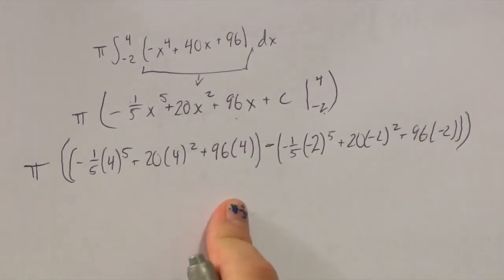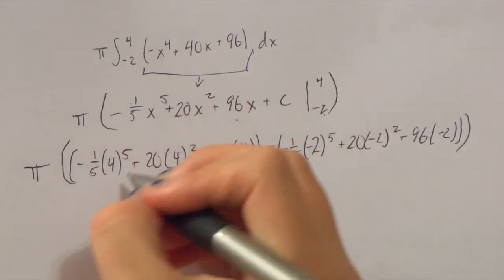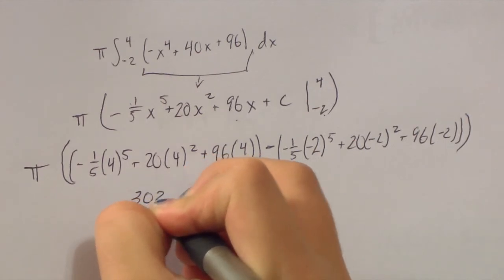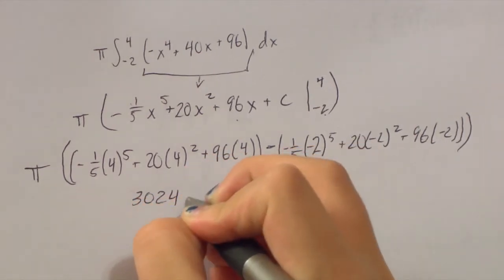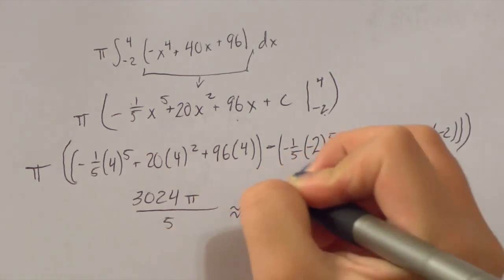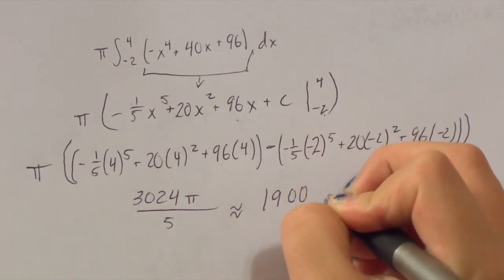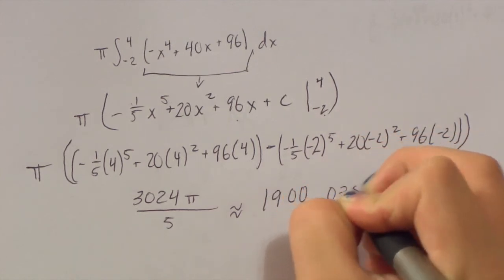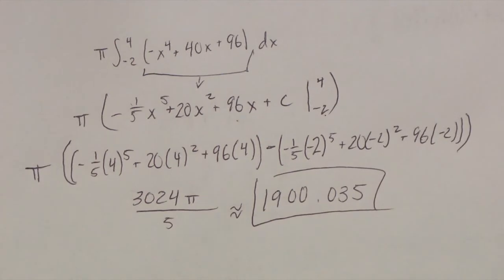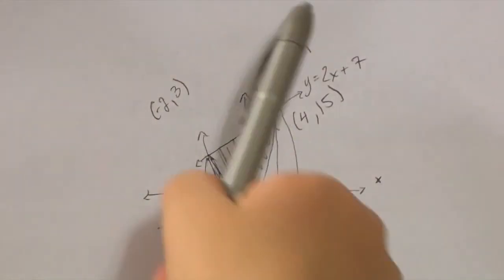Once we have all this, we can simplify it with our calculator, and it will come out to 3024 pi over 5, which roughly equals 1900.035. And there you have it. That's the answer to the volume of this problem.